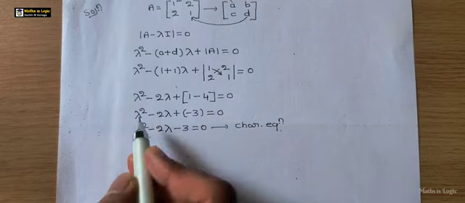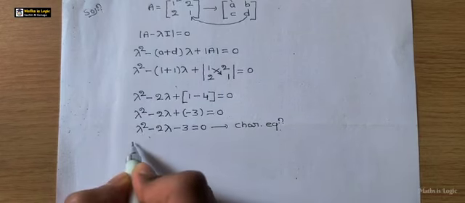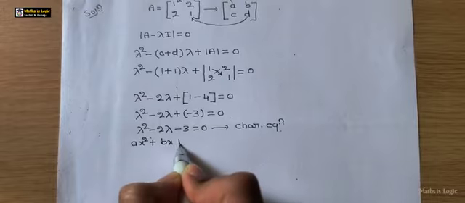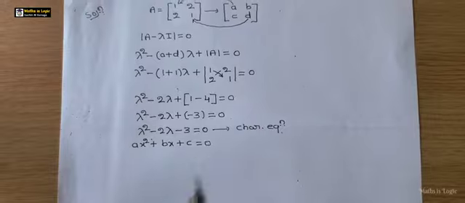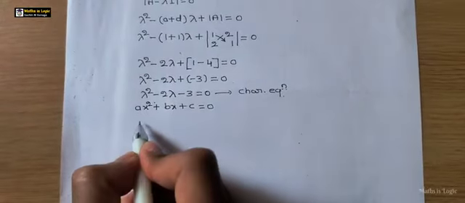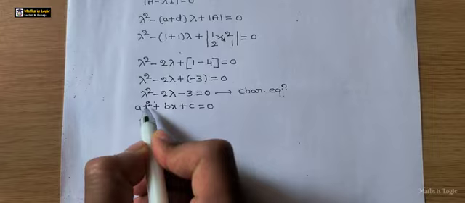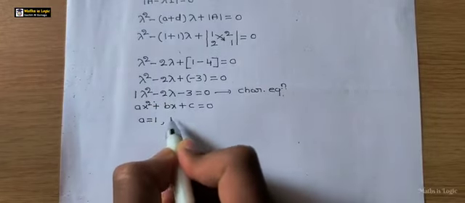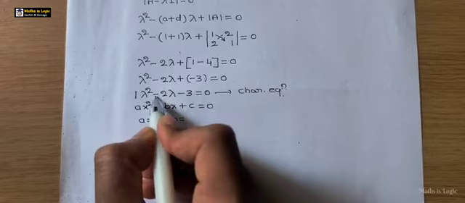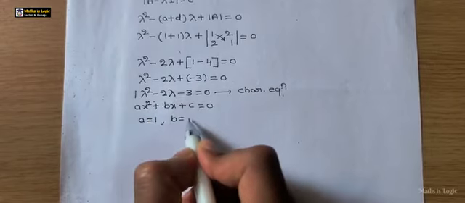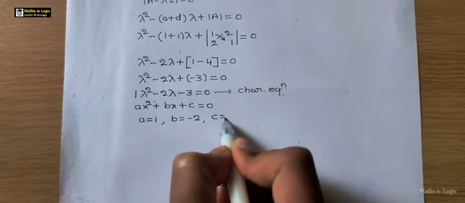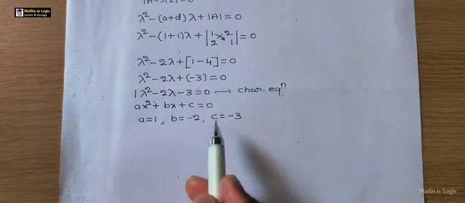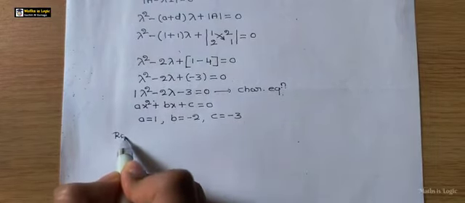After finding characteristic equation, compare that characteristic equation with the standard form. What is that? Ax square plus bx plus c is equals to 0. So write A value. So A is equals to lambda square coefficient. Nothing means 1. So write A value is 1. B is equals to, including the negative sign, lambda coefficient, that is minus 2, and C is nothing but minus 3.